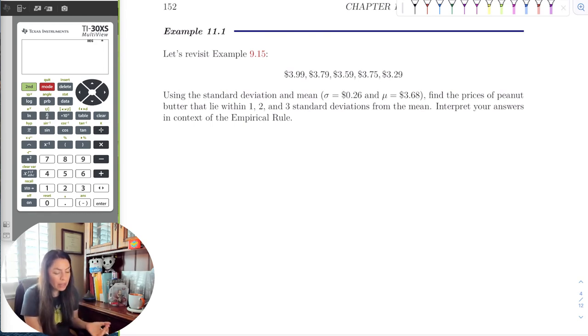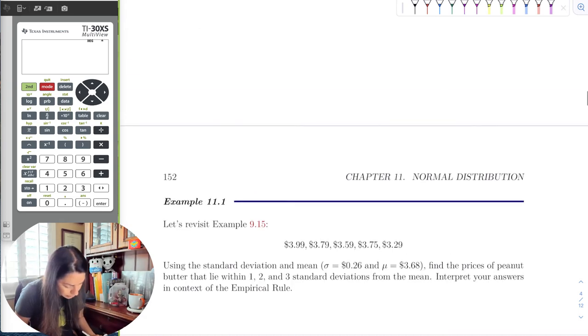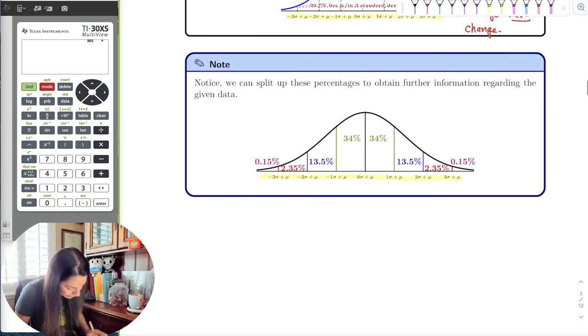We have the prices of the peanut butter jars listed above from example 9.15, and that's from chapter 9. And we found the standard deviation to be 26 cents and the mean to be $3.68. Let's find the prices of peanut butter that lie within 1, 2, and 3 standard deviations from the mean and interpret your answers in context of the empirical rule. I'm going to go ahead and copy and paste this piece here.